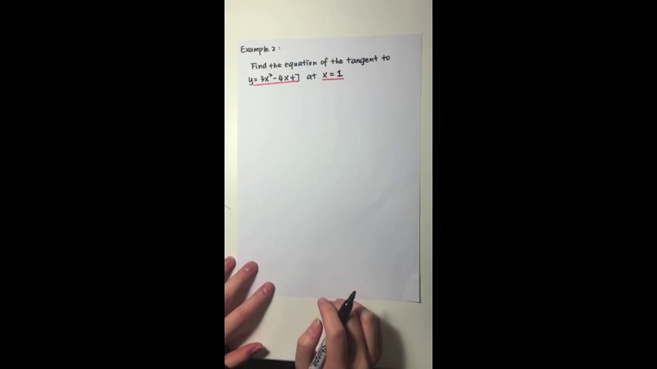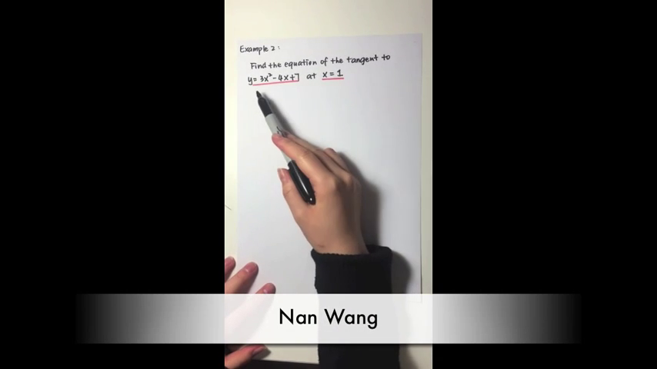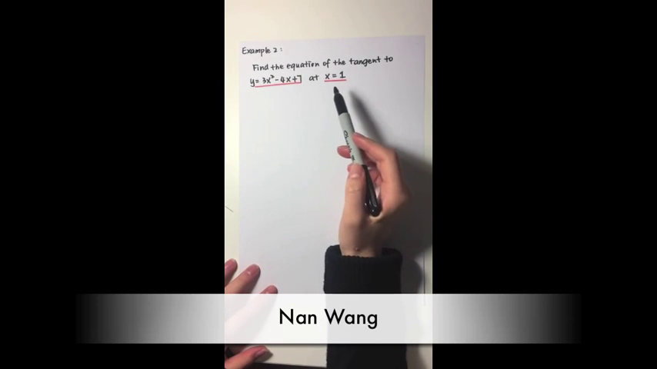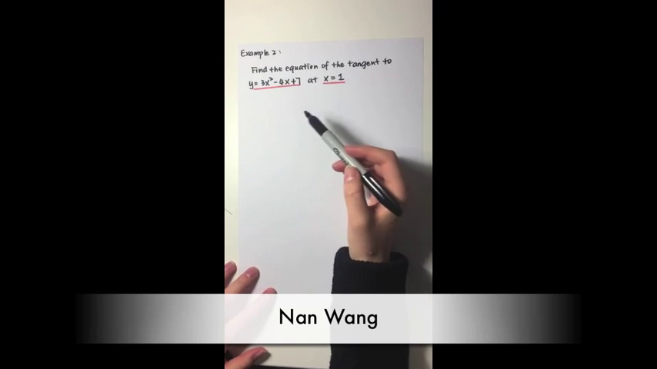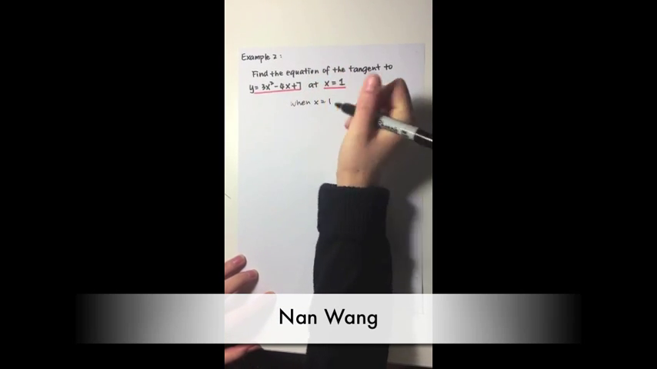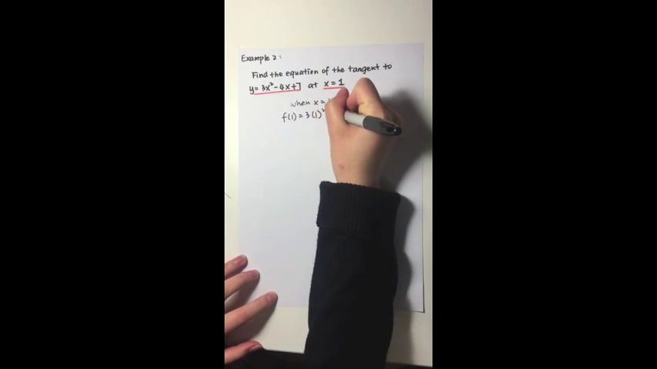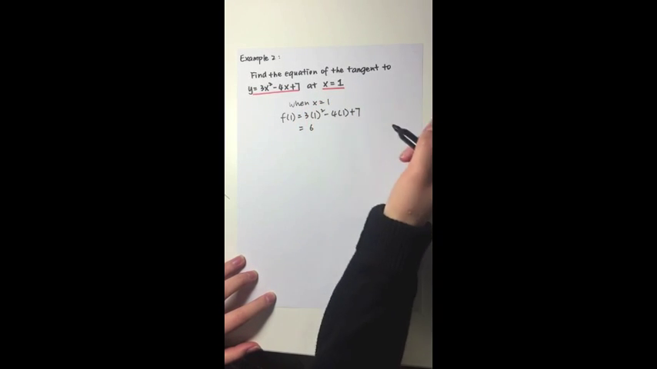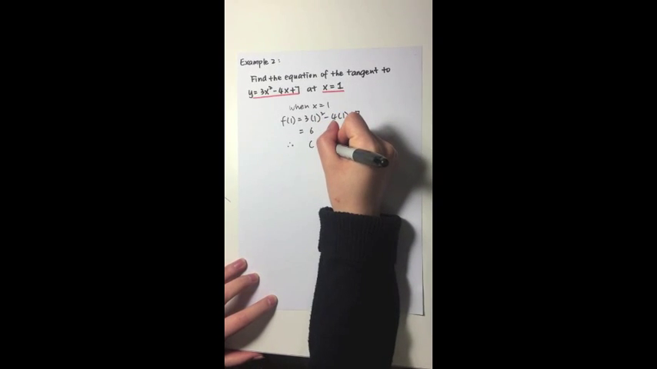Let's view another example. The question is to find the equation of the tangent to y equals 3x squared minus 4x plus 7 at x equals 1. Before we differentiate the function, we need to find the value of y. So when x equals 1, y equals 3 times 1 squared minus 4 times 1 plus 7, equals 6. So therefore the tangent passes through the point (1, 6).